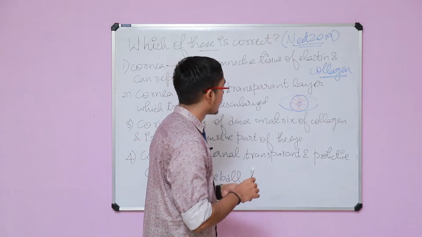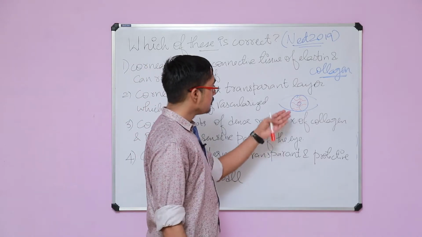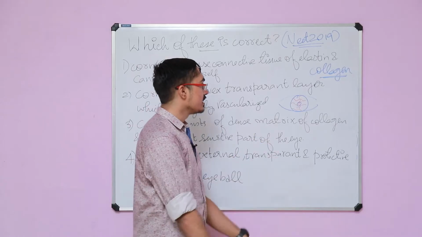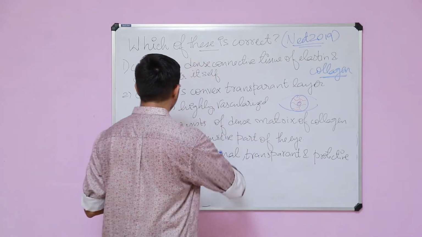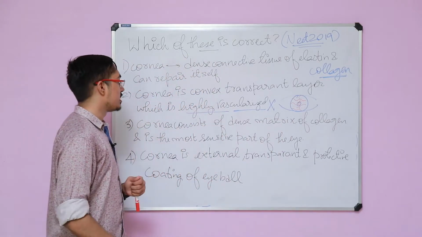So if it is not vascularized, then how will it get the food? How will it get the nourishment? It will get it from the choroid layer, iris and ciliary body. They will be supplying it through the process of diffusion. So the statement that it is highly vascularized is actually an absolute false statement.